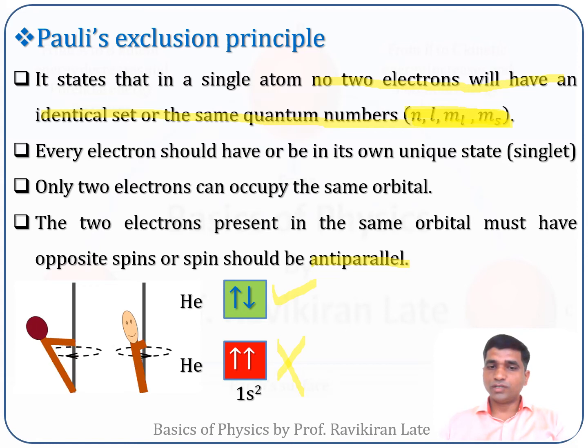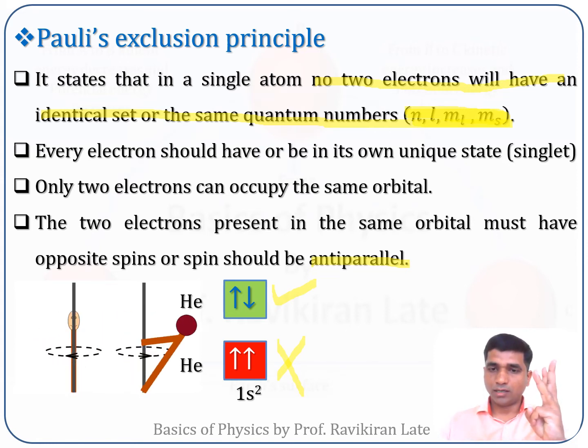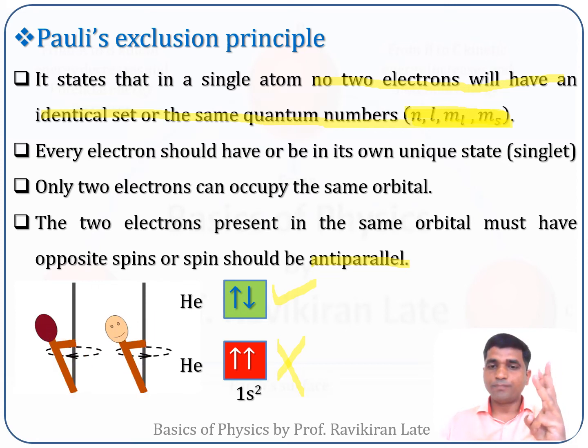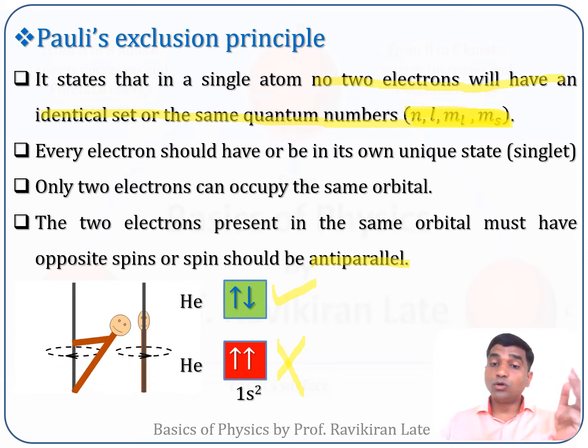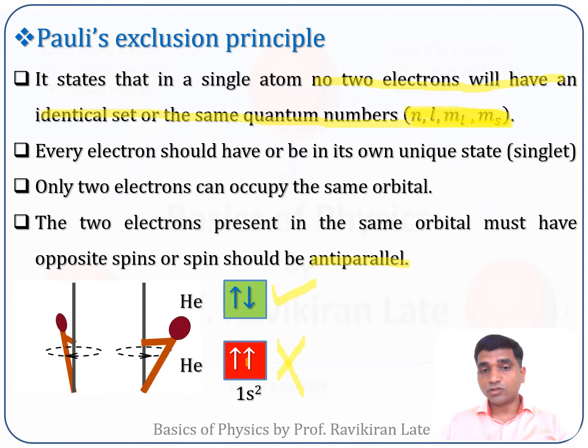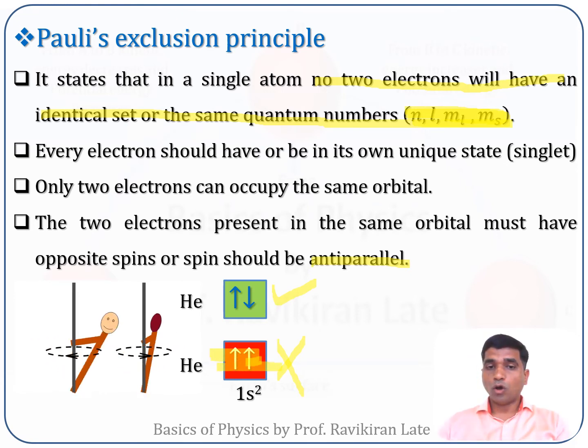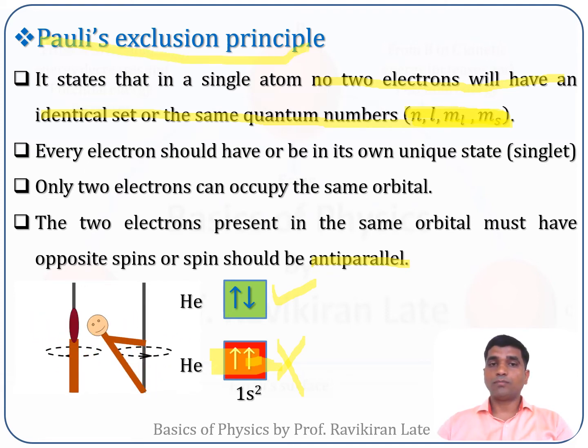Because for the first electron, n is equal to 1, l is equal to 0, ml is equal to 0, and ms is equal to plus half, and the same is the state for the second electron as well. So both these electrons will have all four quantum numbers the same, which is not possible according to Pauli's exclusion principle. So this you have to remember.